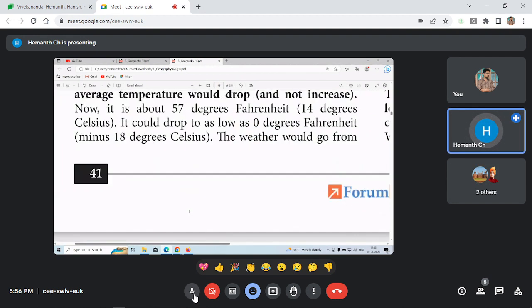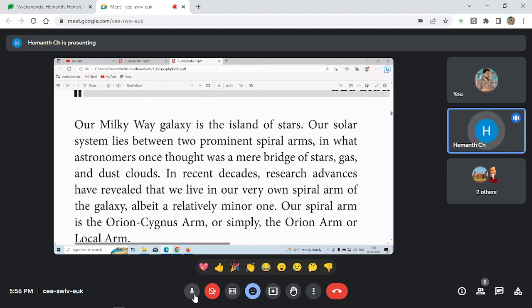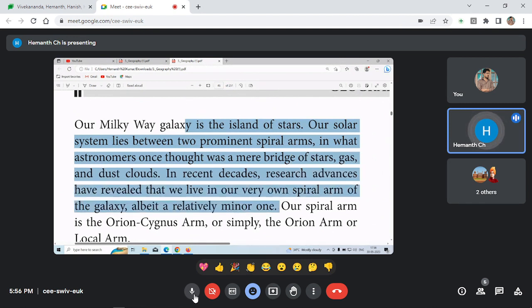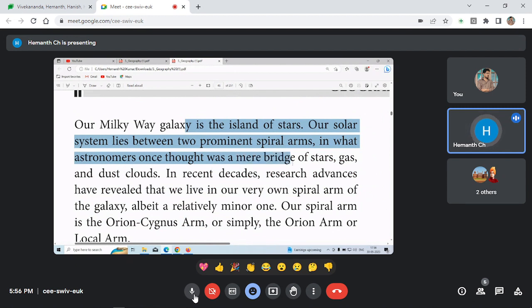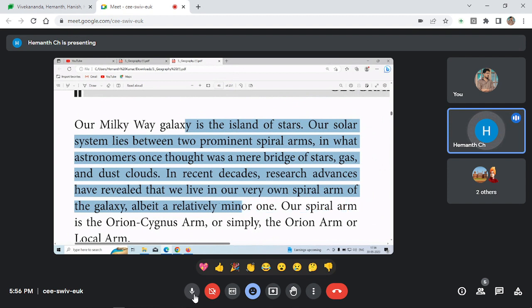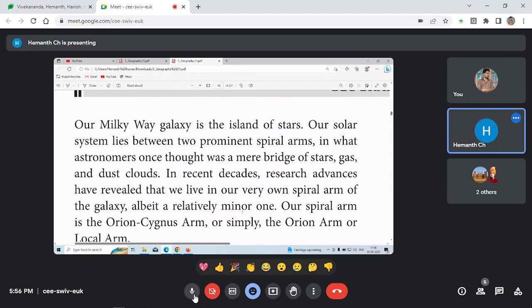85 అయిపోయింది. Our Milky Way galaxy is an island of stars. Our solar system lies in between two prominent spiral arms, which astronomers once thought was a merry bridge of stars, gases, and dust clouds. In recent decades, research advances have revealed that we live in our own spiral arm of a galaxy, albeit relatively minor.